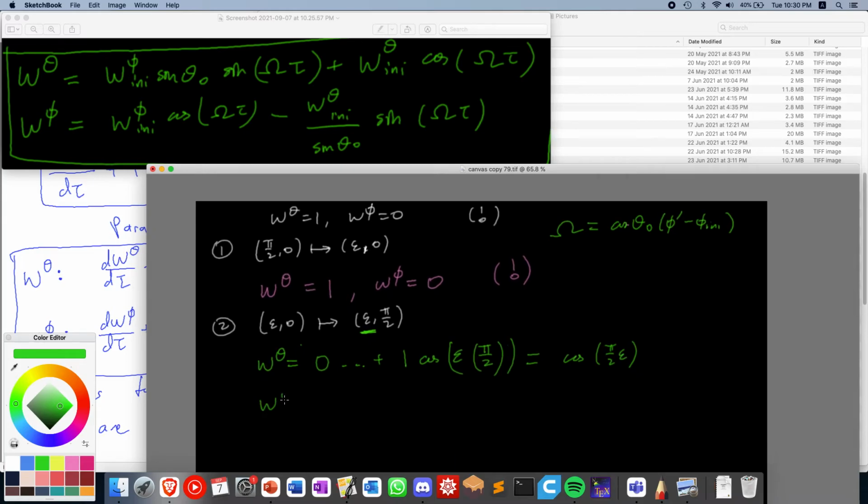Okay, and what is the phi? The phi component equals to the initial, which is just 0, plus 0, plus 1 times, sorry, it's not plus, it's minus 1 over sine theta naught sine omega t. So omega t is once again this one, pi over 2.